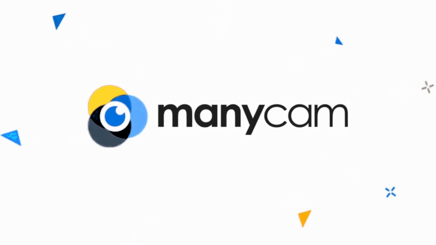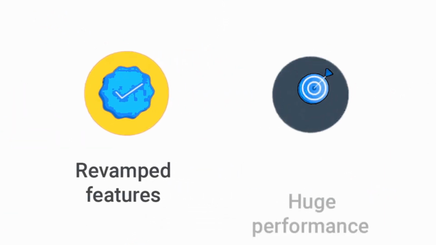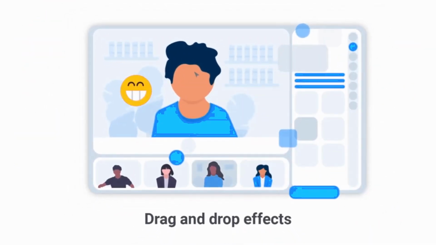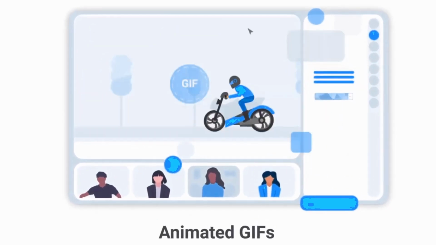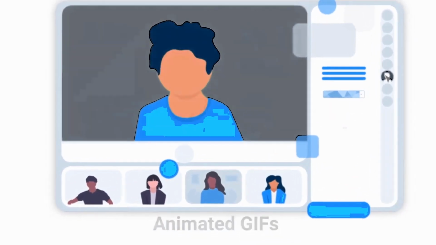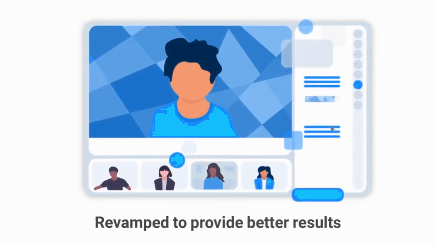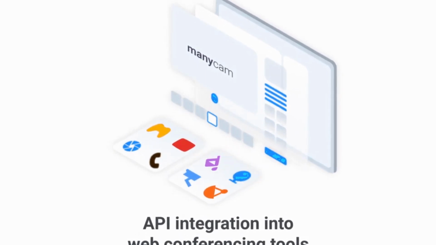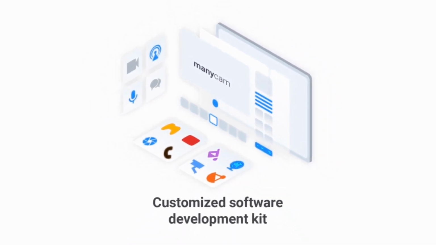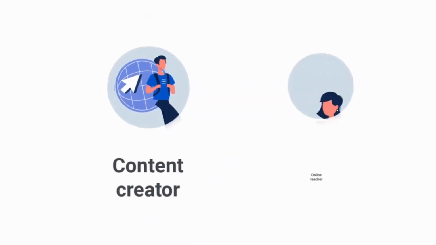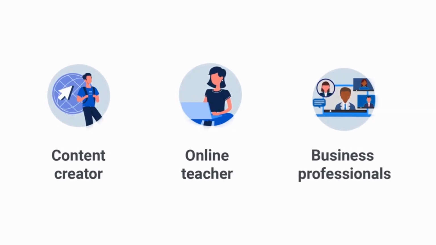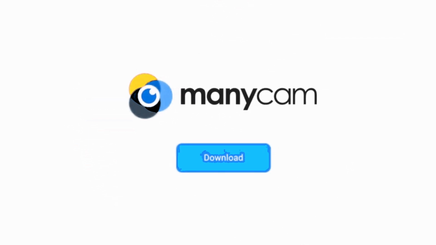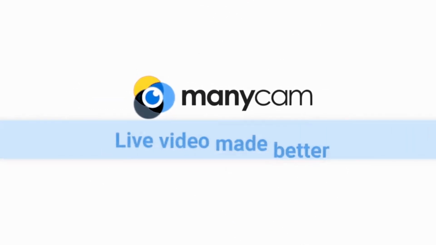ManyCam 7 is better than ever. Revamped features, huge performance boost, and simplified UI. Drag and drop effects, resize them on the fly. Add animated GIFs to your video calls and streams. The chroma key feature is completely revamped to provide better results with improved smoothing. Our API can be integrated into your web conferencing tools or customized to your needs with our software development kit. Whether you are a content creator, online teacher, or business professional, ManyCam 7 is the live video broadcasting tool for you. Download ManyCam 7 today. ManyCam, live video made better.